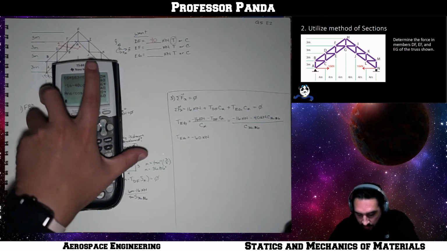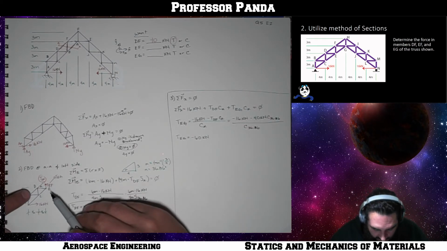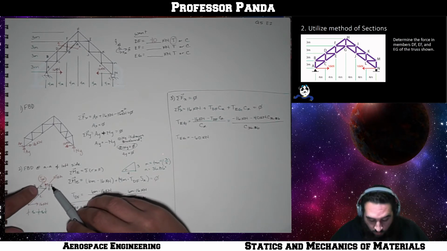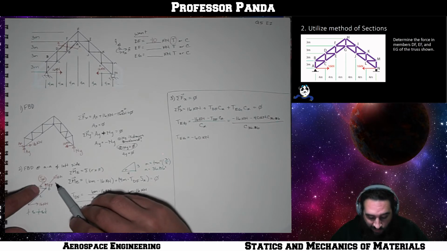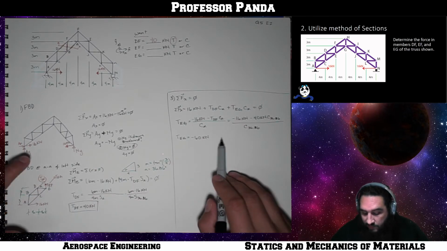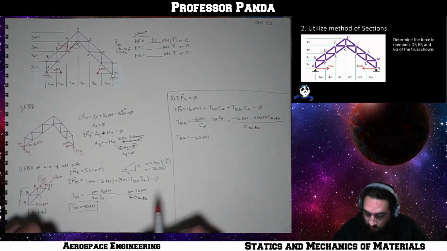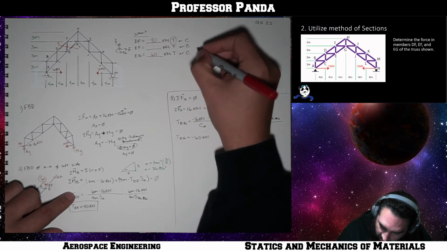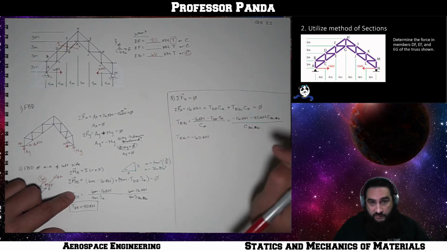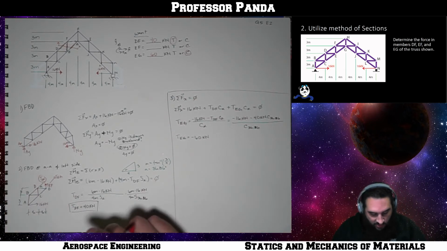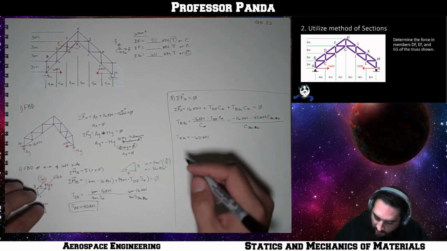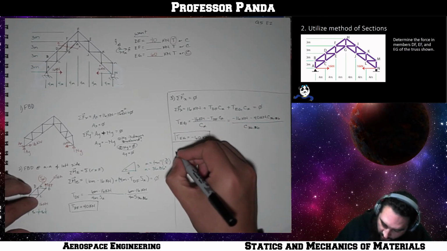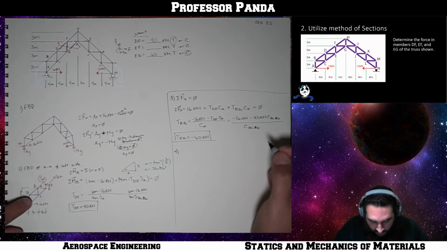Okay, we got a negative number. What does that mean? All that means is that TEG, this variable here, we guessed the wrong direction. I always guess in tension. It came out negative. So TEG, when we report, will be 60 kilonewtons in compression. So that's all that means right there. And again, we will box this answer. And now we can move on to step number 4.